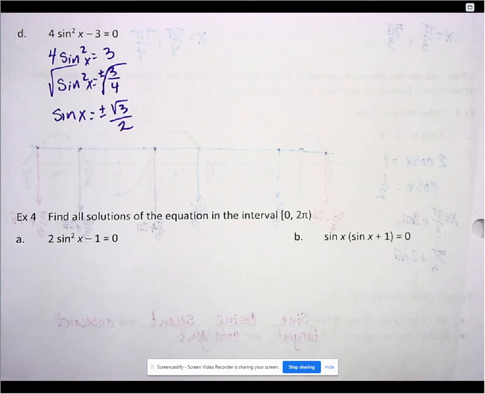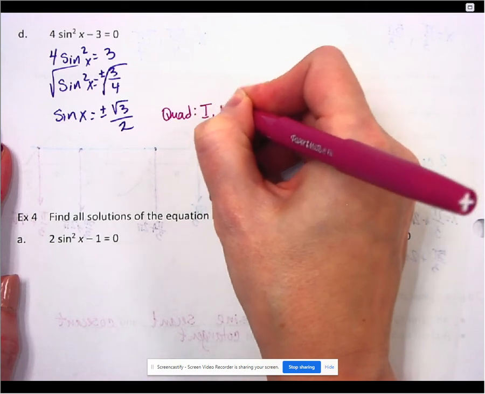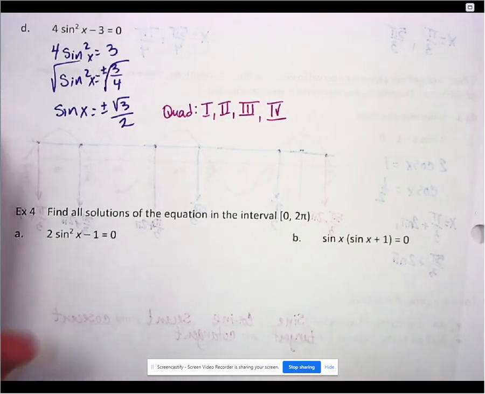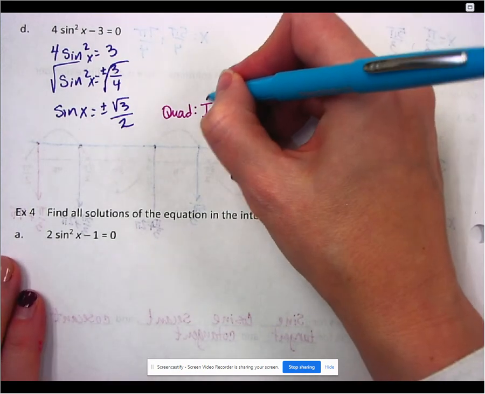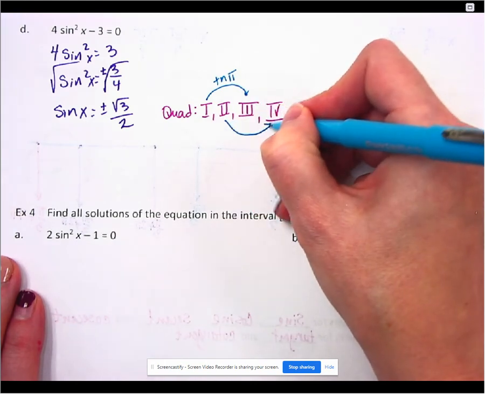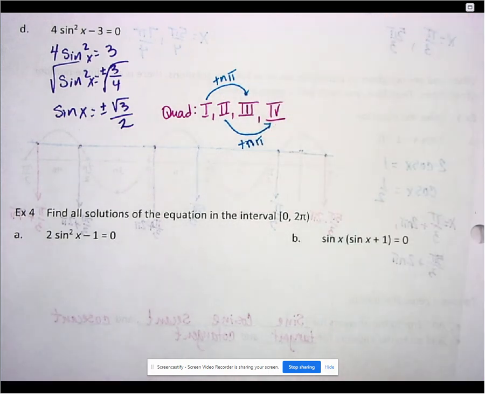All right, so when we do this, we get plus or minus. That means all four quadrants. And you guys try to get in the habit of when it's all four quadrants, it doesn't matter if it's sine, cosine, tangent, secant, cosecant, whatever. To do all four quadrants, you just have to add in pi. So you take quadrant 1, add in pi to it, it gives you quadrant 3. And when you take quadrant 2, add in pi to it, it gives you quadrant 4.